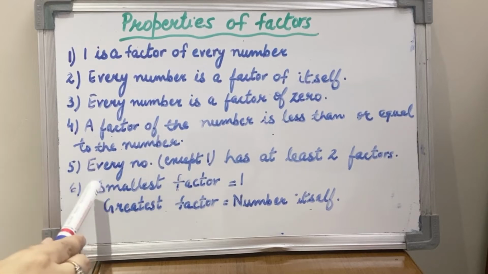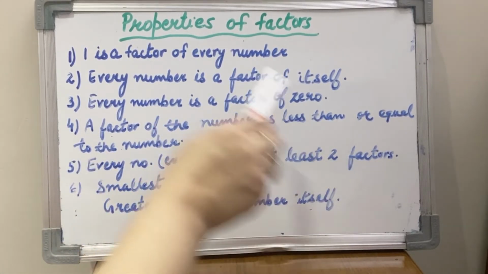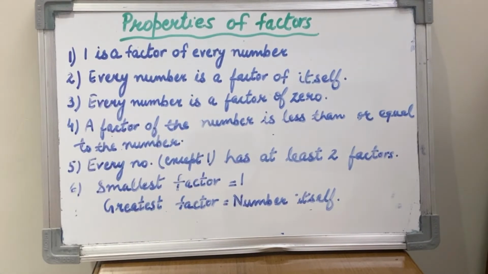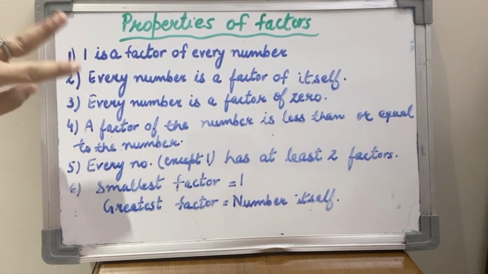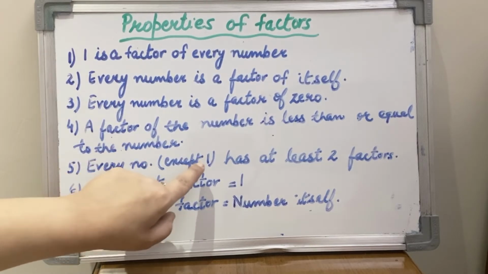Next one, every number except 1 has at least 2 factors, because these 2 points will be valid for every number except 1. 1 will be a factor of every number, and every number will be a factor of itself. So at least 2 factors will be there of every number except 1.